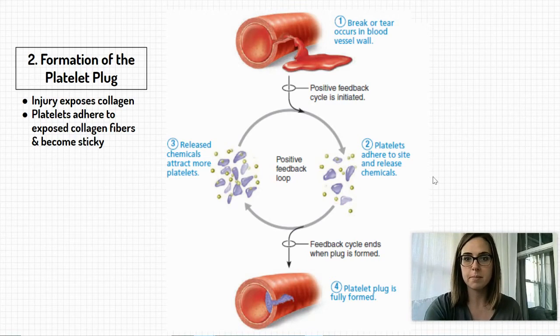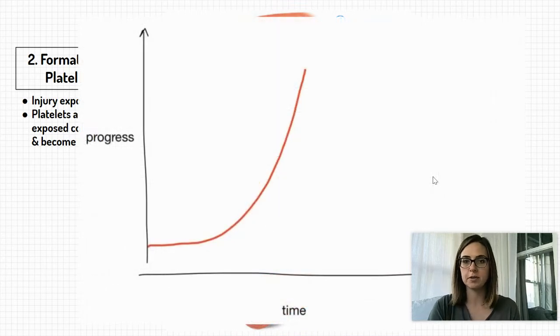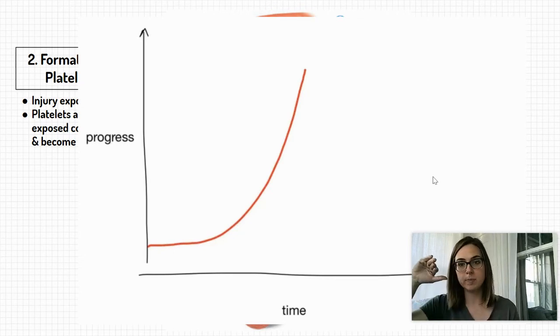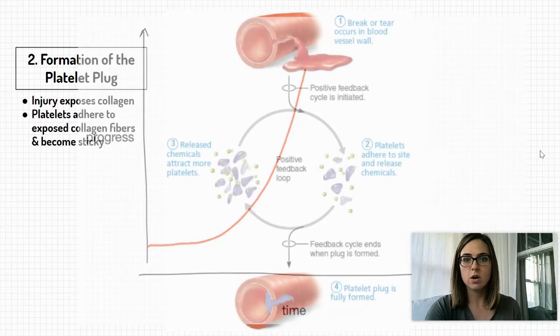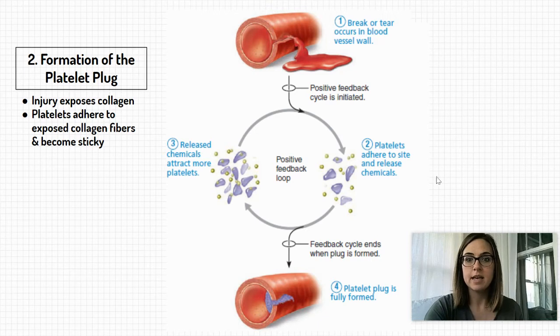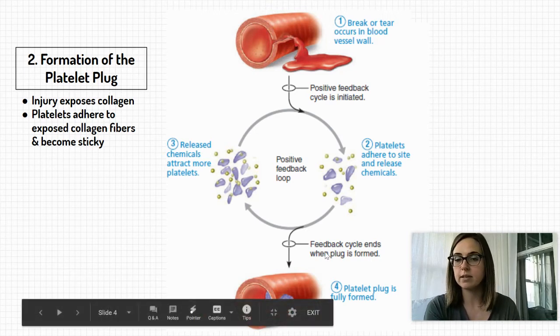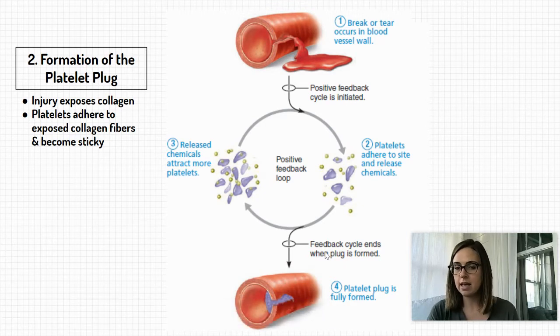Depending on how bad the break is, it will go on for some period of time. So just to remind you, positive feedback doesn't have that up and down like most negative feedback systems in our body do. But instead, this increases exponentially. The more platelets in the area, the more signal is going to be released, and then more platelets will show up, and then the signal is going to become stronger until you sort of have this J-shaped graph or an exponential graph. And so, anyways, eventually the feedback cycle will end once that platelet plug is formed, which doesn't take very long. Again, it depends on how big the bleed is. But in general, they can form that plug pretty quickly.